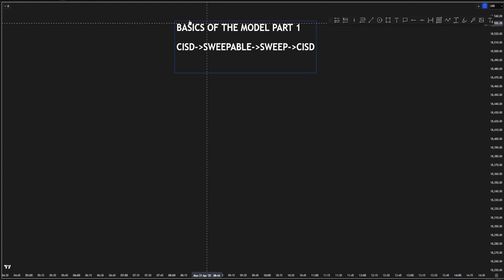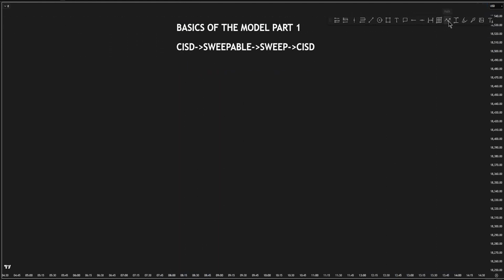So today we're going to be talking about change in state of delivery, or CISD, sweepable, meaning a high or a low that needs to be swept, a sweep, a run on liquidity, and then lastly, a new change in state of delivery. I'm going to give you a visual of what that would look like, for both sides, and then we'll find some examples to further explain the whole thing. So first, you need to understand what a change in state of delivery is.